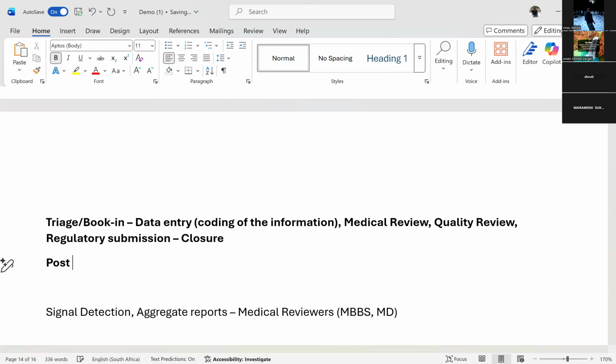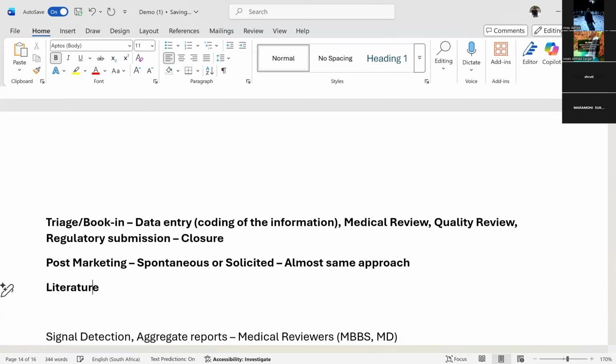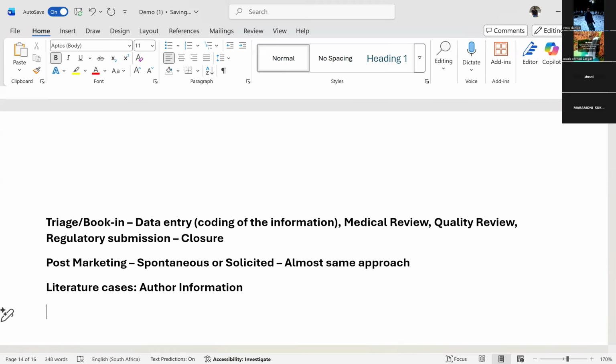For post marketing, spontaneous or solicited cases, they follow almost the same approach. Literature cases have different requirements for entering the author information. Then regulatory cases.